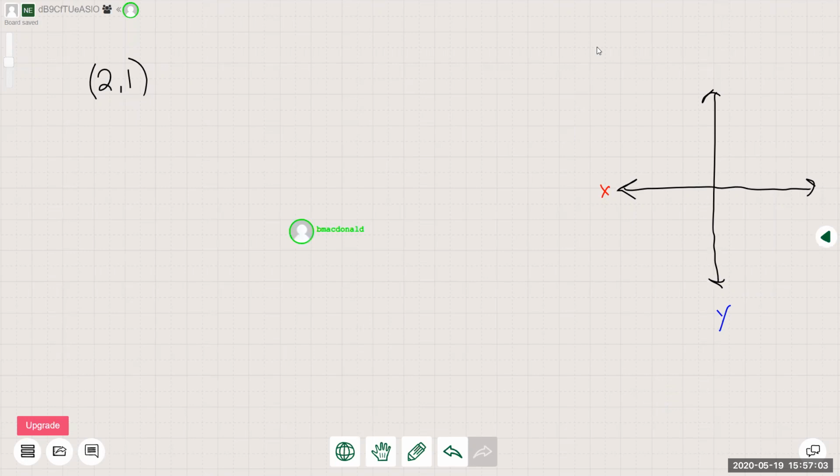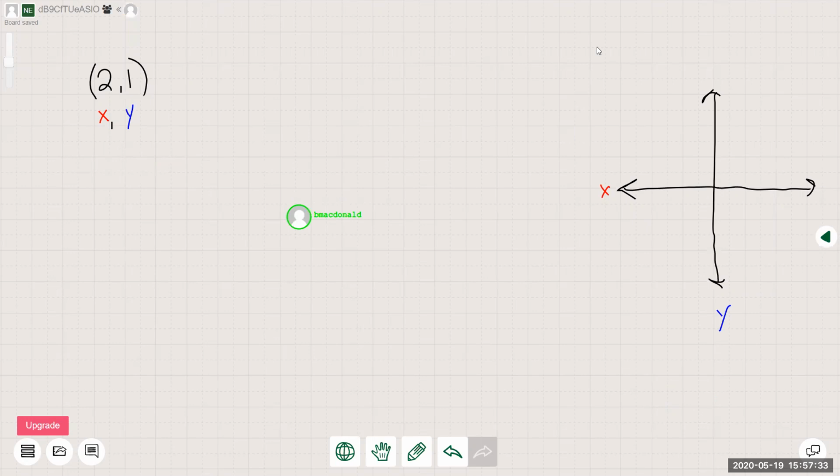So remember, the x-axis is the horizontal axis and the y-axis is the vertical axis. For this ordered pair, we always write them as x and y. So for our ordered pair xy, or 2, 1, we're going to go ahead and graph that.